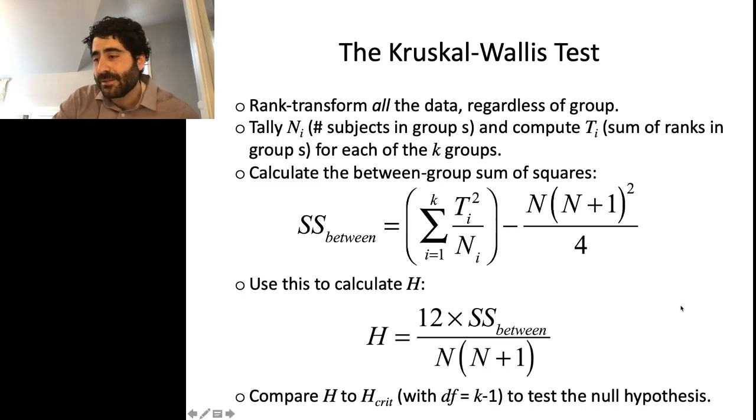Again, I'm not really going to go through where the numbers in here come from. You can see there's a weird 12 that appears, which has to do with the variance of a uniform 0-1 distribution. But the only things you need to plug in here are the total number of subjects n, the number of subjects in each group, and the sum of the ranks inside each group.